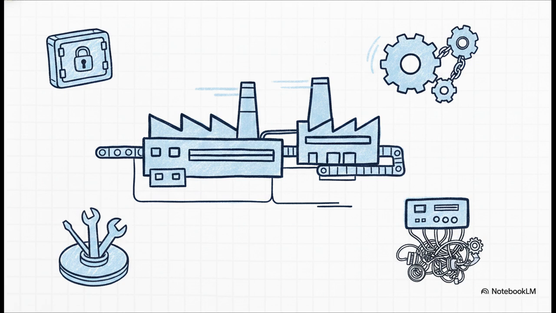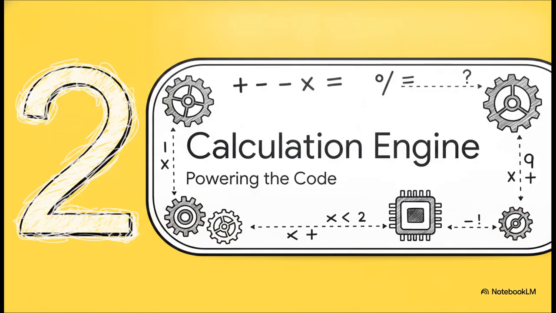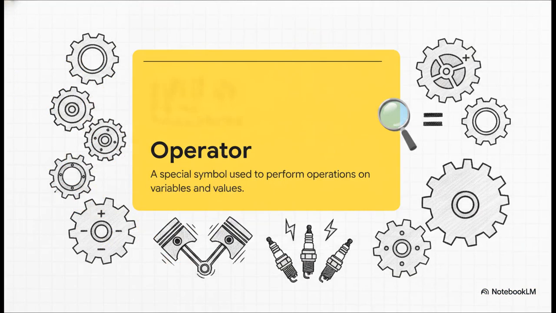Now, this macro-level design is absolutely beautiful, but like we said, it's just the blueprint. It doesn't actually calculate anything yet. That brings us to Section 2, the calculation engine. Let's actually look at the assembly line of our code. Within all those Java classes and methods, we have our operators. The source material defines an operator exactly like this. It is a special symbol used to perform operations on variables and values.